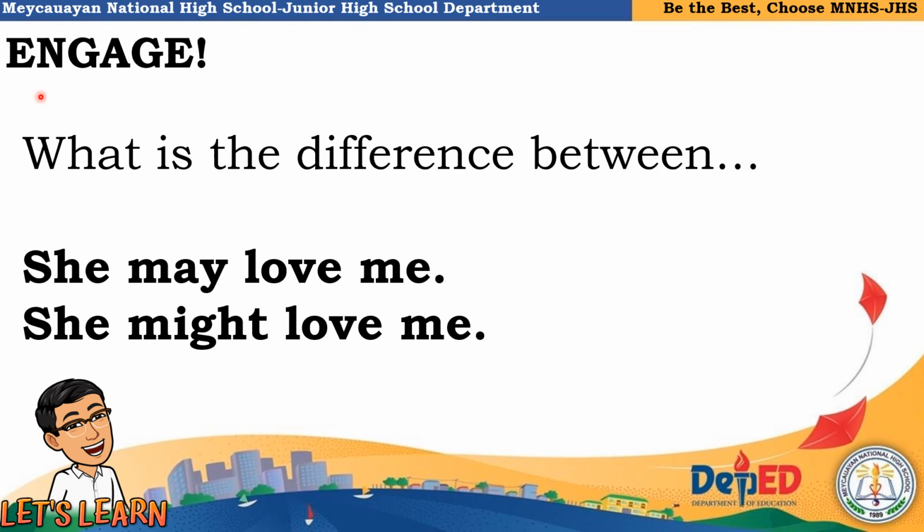Okay, so let us engage the lesson. I have here a question. What is the difference between these two sentences? Number 1, she may love me. And number 2, she might love me. Okay, I give you time to think, and then later on, we will see what's the difference between she may love me and she might love me.